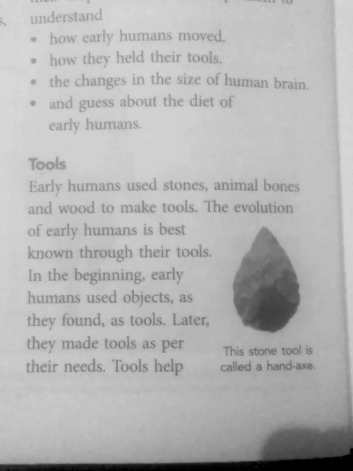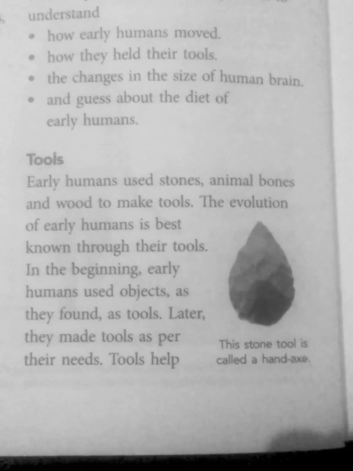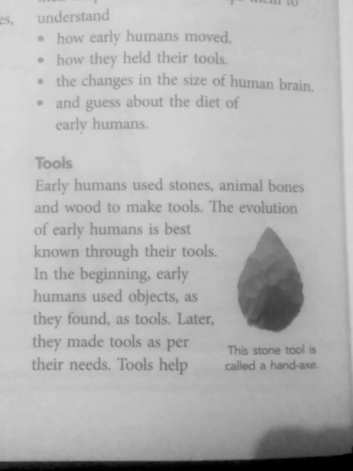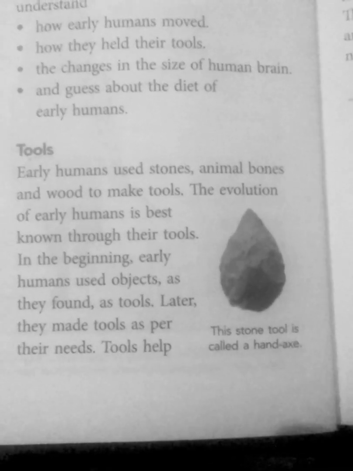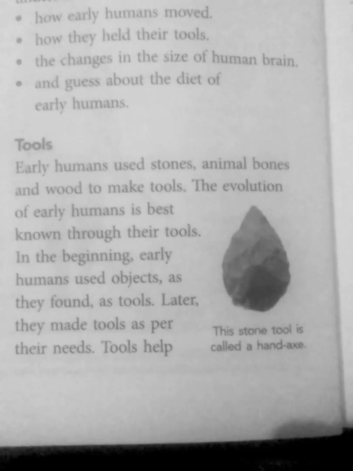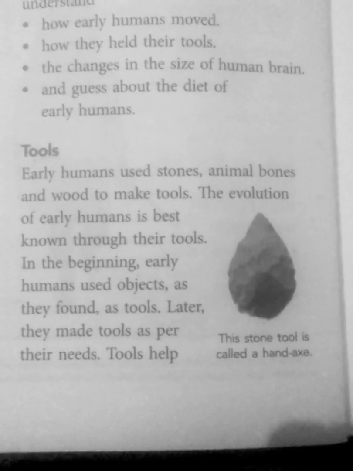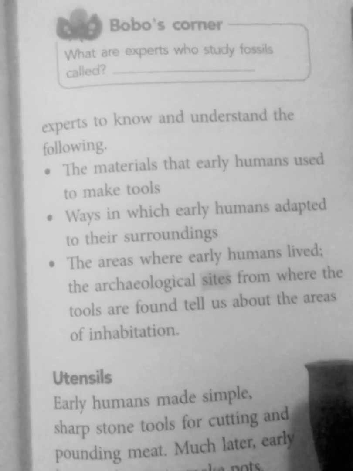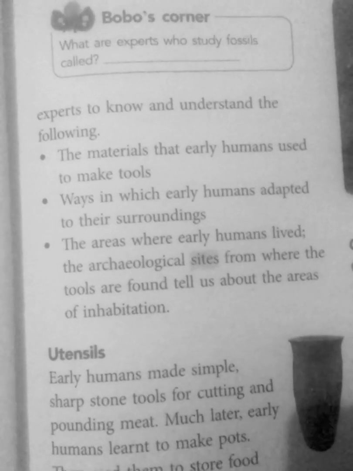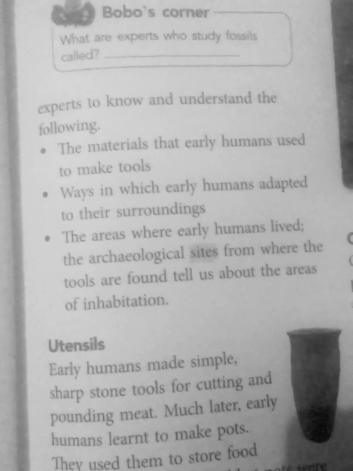In the beginning, early humans used objects they found as tools. If they found any object, they used it as a tool to protect themselves from the wild animals. Later, they made tools as per their needs. So, tools help experts to know and understand the following. Which things do our experts understand from the tools?